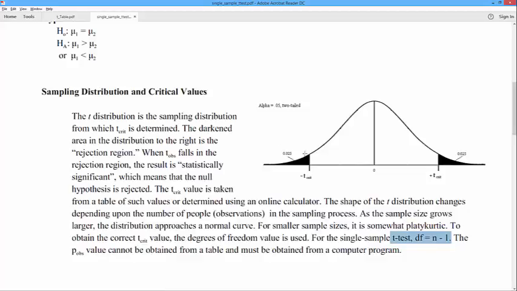Now I'm going to switch over to the t-table, which is also on the website. So you'll want to download this and print it. So here we have table A2, which is the t-distribution.